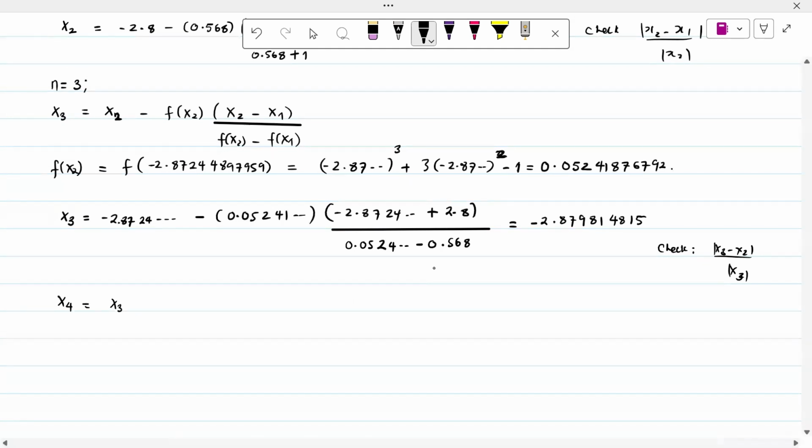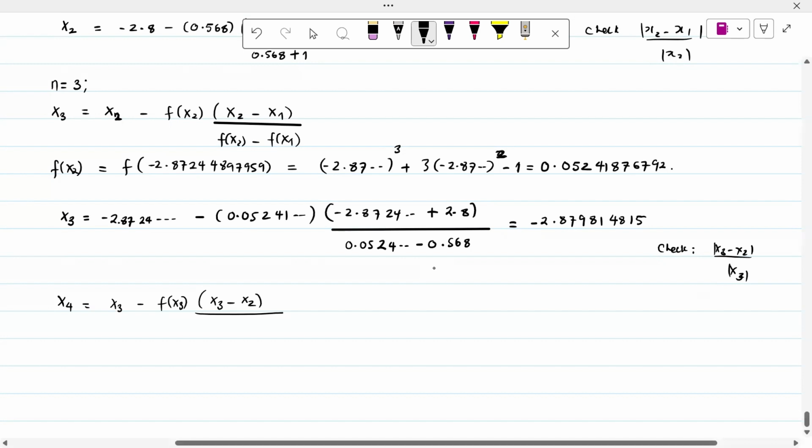x3 minus f of x3, right? And then times x3 minus x2, okay? Divided by f of x3 minus f of x2. Okay, so again, you can check that condition. So you can just substitute. You have all these values.